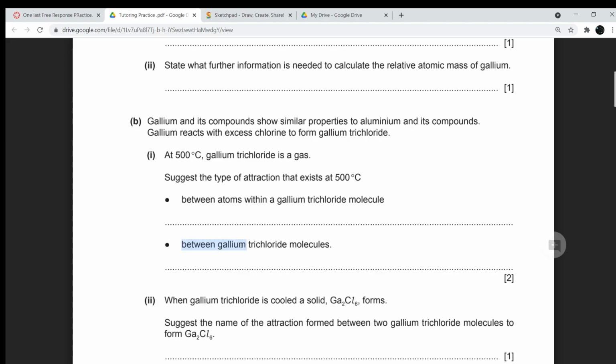Next, it says between the gallium trichloride molecules. Okay. And it's saying suggest the type of reaction. So between molecules, that's intermolecular forces. Okay. And so I'm going to take a look, gallium trichloride. I'm going to write London dispersion forces. Why? I'm going to write that for like every problem that's between molecules.